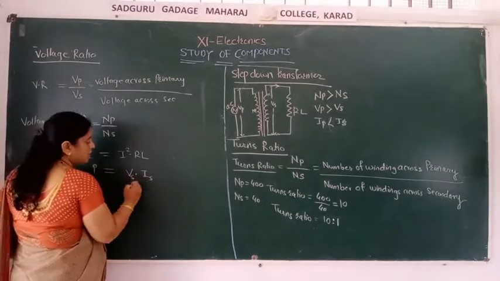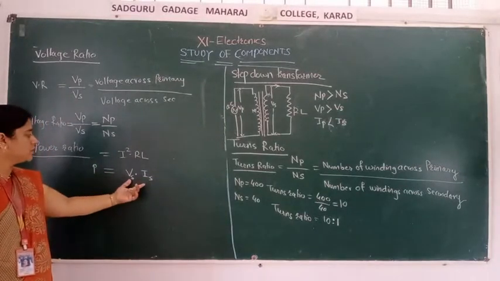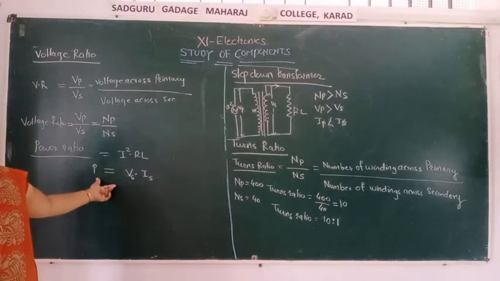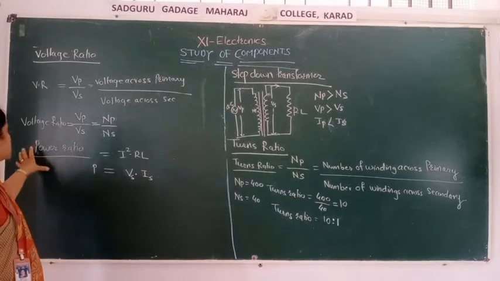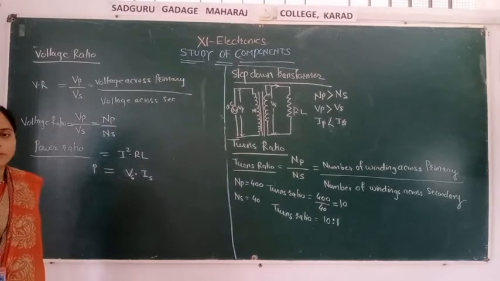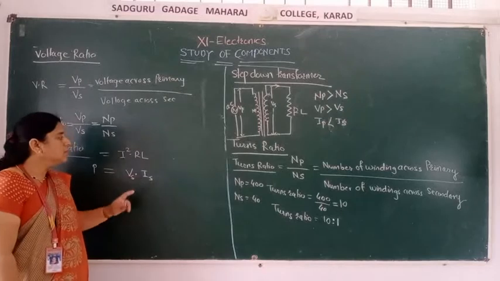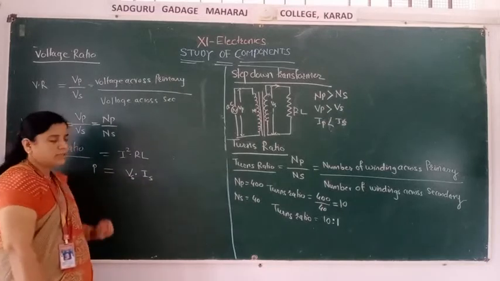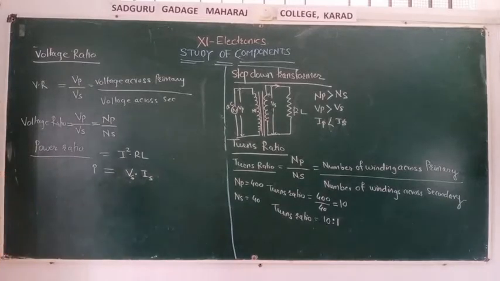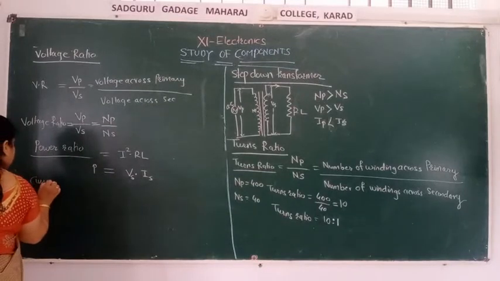So this is the voltage across the secondary and the current across the secondary. The product of these two things is nothing but the power. Okay, the power ratio is nothing but P is equal to V into I, where V is the voltage across the secondary and I is the current across the primary. So this is the power ratio. Then next we will see the current ratio.